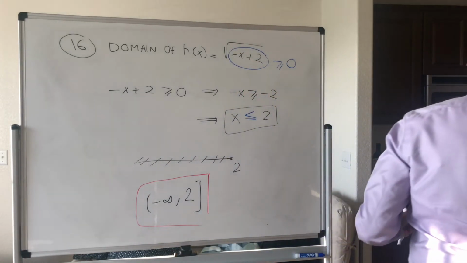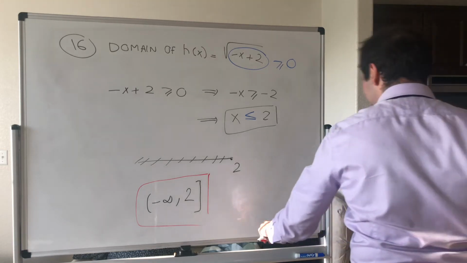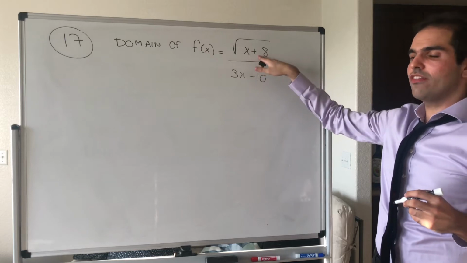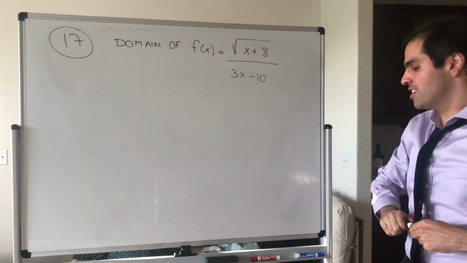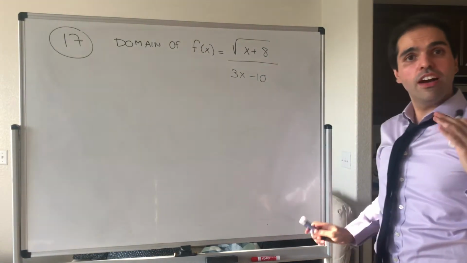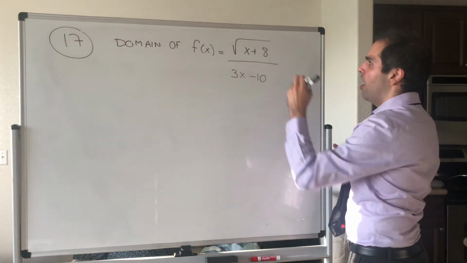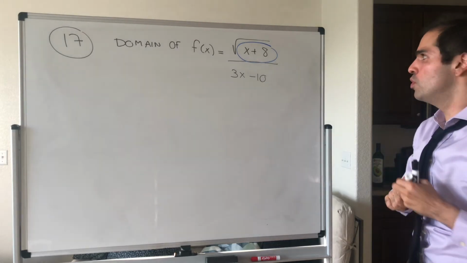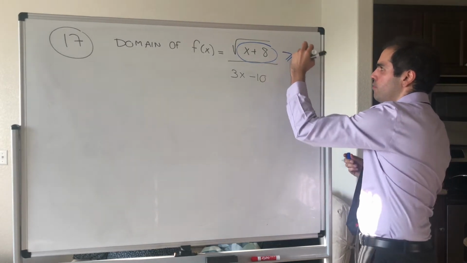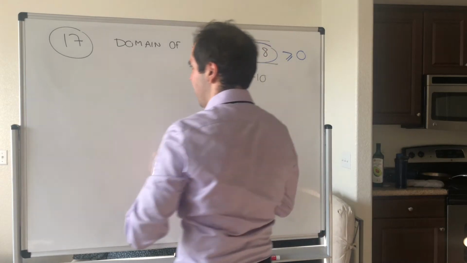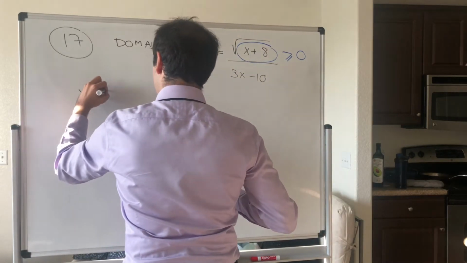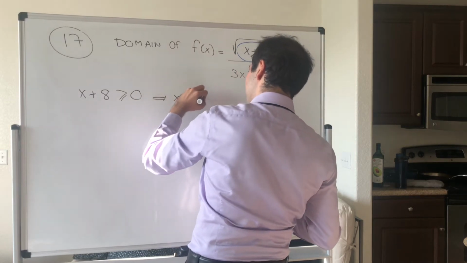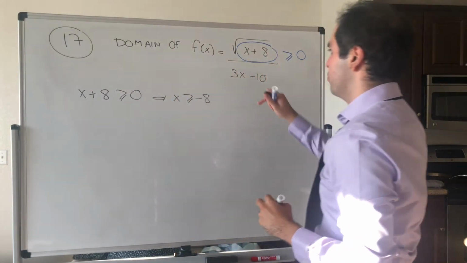All right, very good. And then just a couple more domain questions. All right, now let's find the domain of square root of x plus 8 over 3x minus 10. So here we have two things to watch out for. On the one hand, as usual, we want the number under the square root to be non-negative. So here we want x plus 8 to be greater or equal to 0. So x is greater or equal to minus 8.